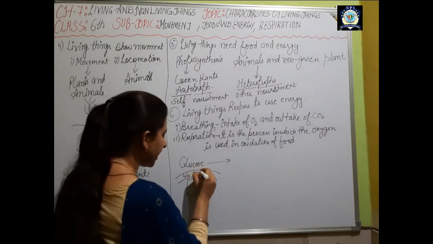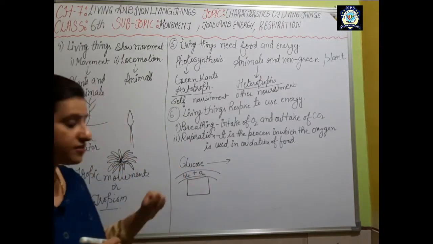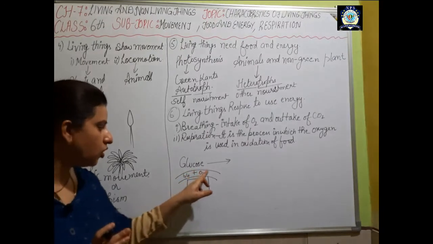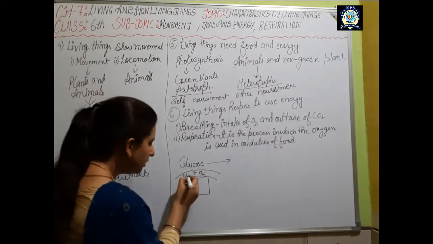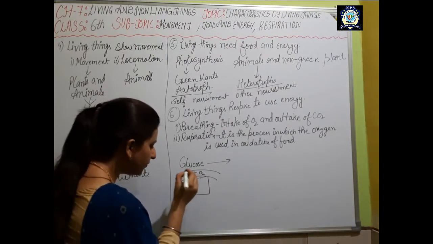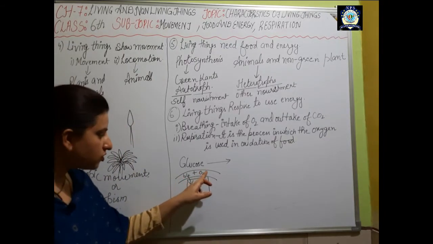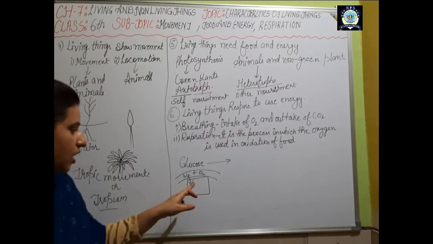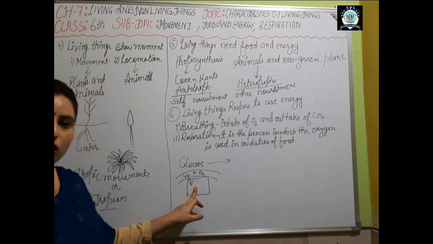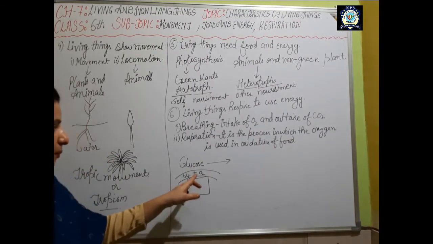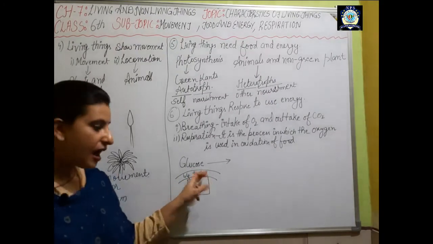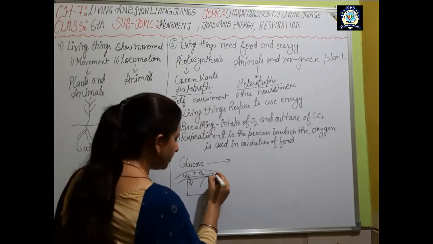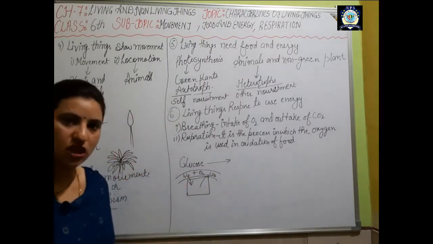Plus also it carries oxygen in it. Blood has both the things, glucose also, oxygen also. Now these red blood cells give the glucose and oxygen to the cell of the body. Now the cell will utilize glucose in the presence of oxygen and release back carbon dioxide and energy and water.